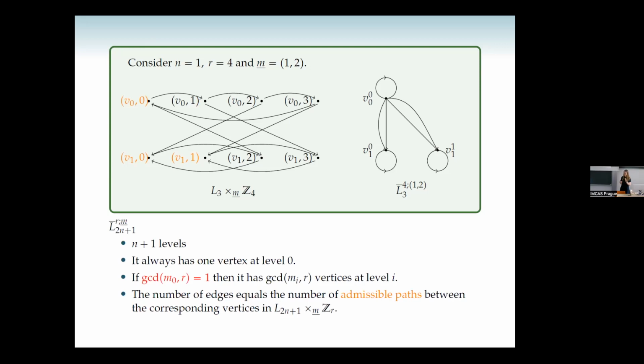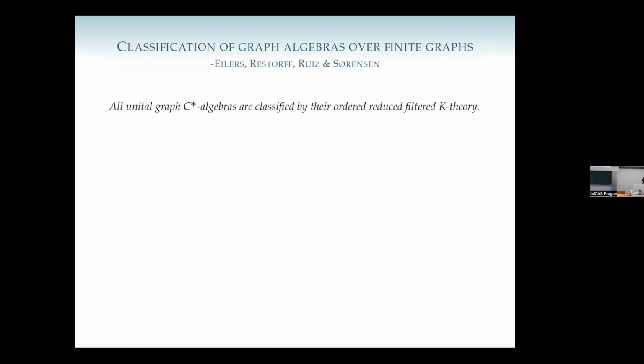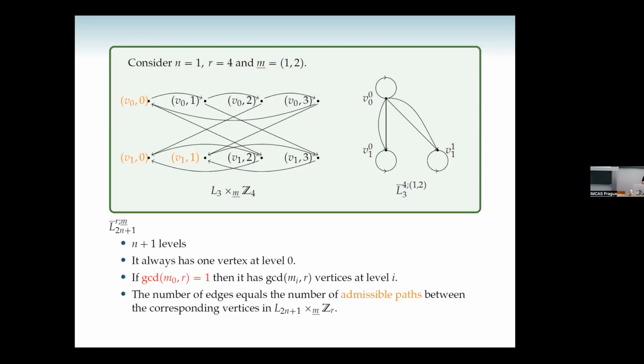It's just an idea, because in the proof you have to go through a description by Eilers and Ruiz, where they actually describe a corner of a graph C star algebra as a graph by itself, but then you also need some classification results in the end. So the isomorphism is not explicit. Okay, are there any other questions for the description of the graph?